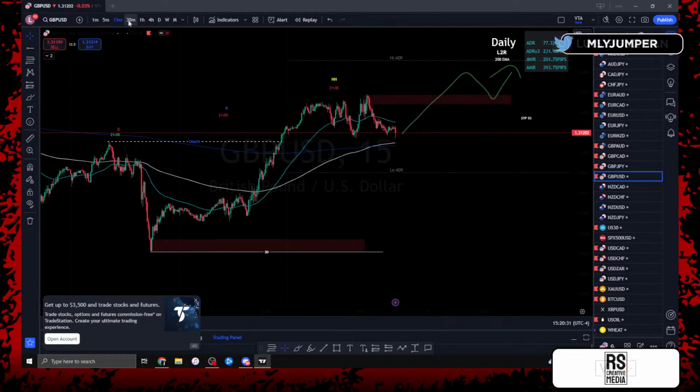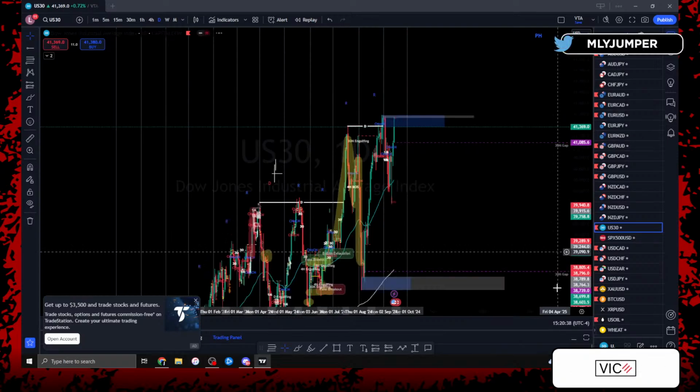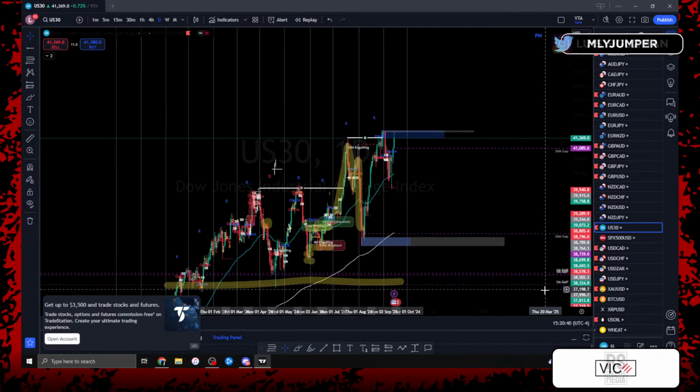Want to see if we have any engulfing candles? Nothing. US30, we're in peak high territory. Highest point in the market. We're still making higher highs and higher lows.